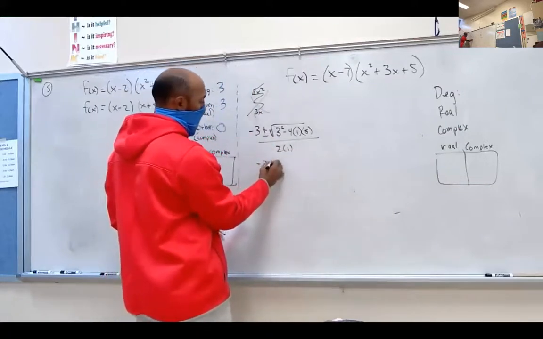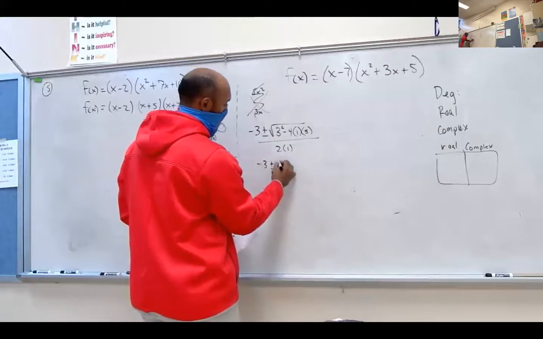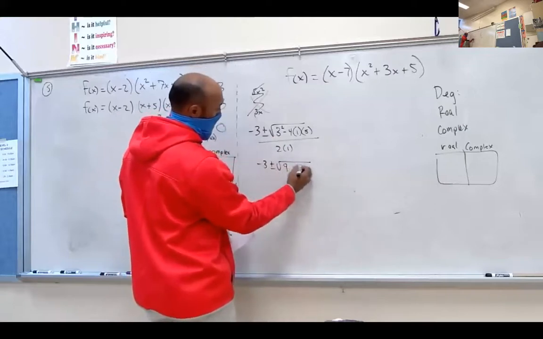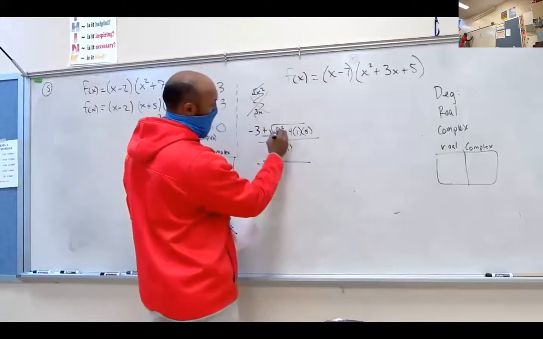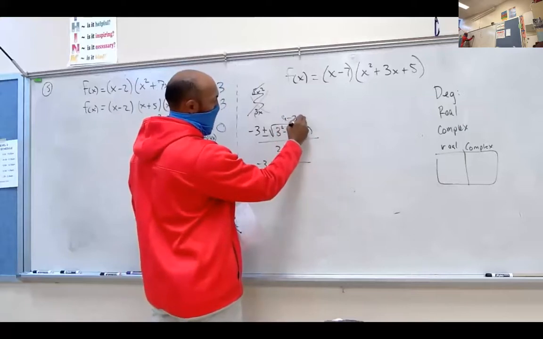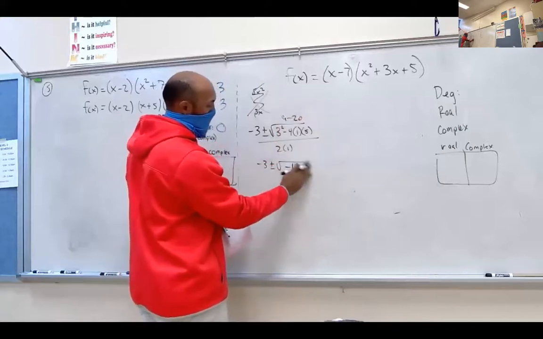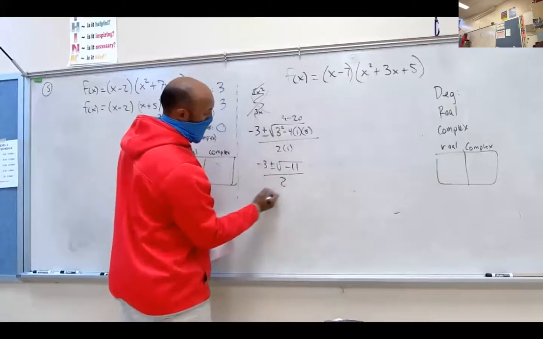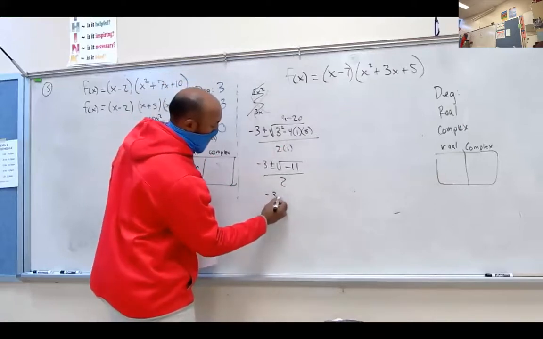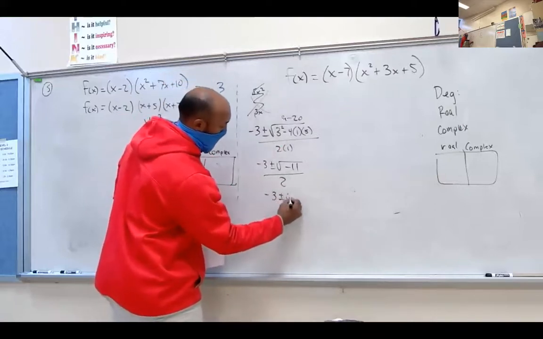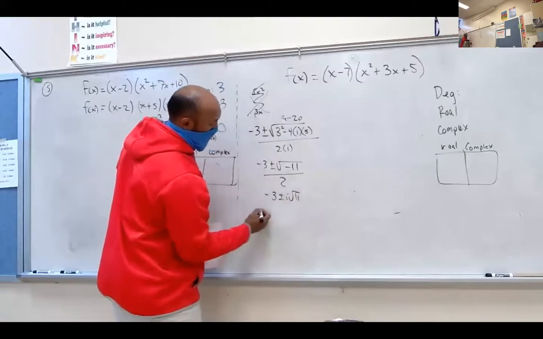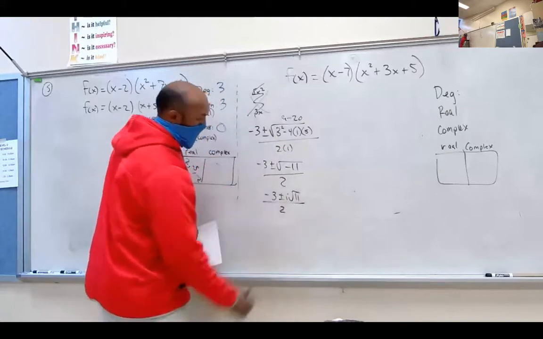Simplify it out. Let's just do this on the side. So this would be 9 minus 20, which is -11. So just like we talked about earlier, over 2. And then we have 3 plus and minus i square root of 11 over 2.